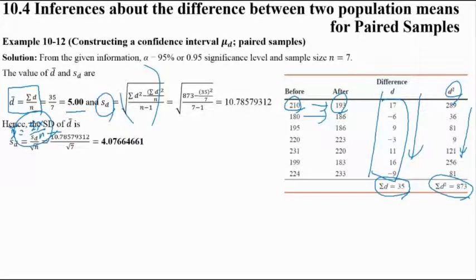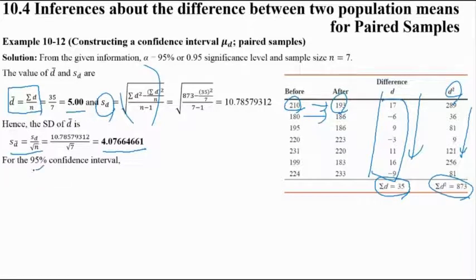Now the standard deviation formula. I need to clean up here. Okay, that's better. So using this formula, the standard deviation is 4.0766461.